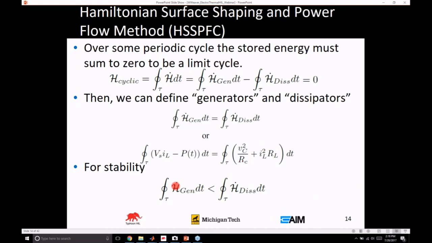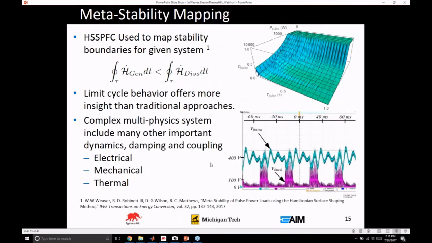So for stability, for an overall limit cycle stability case, over some period of time, over some limit cycle horizon, we need the dissipators to be bigger than the generators. And essentially, in a nutshell, that's the approach that we've taken for looking at these pulse power networks. And of course, it does get a little bit more complicated to actually implement that. In fact, this is a paper that we have published. I put a reference to it on the bottom of this slide if you're interested in reading more.